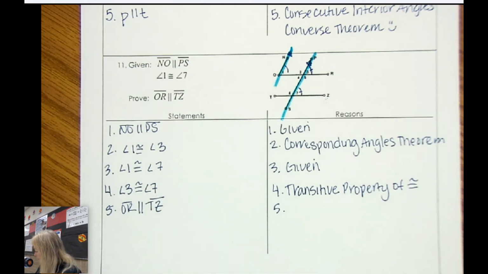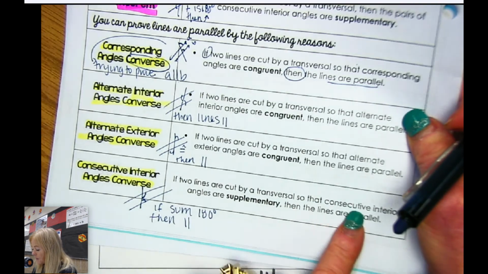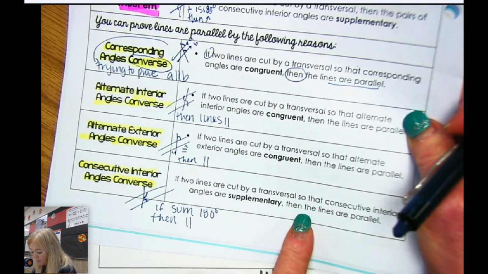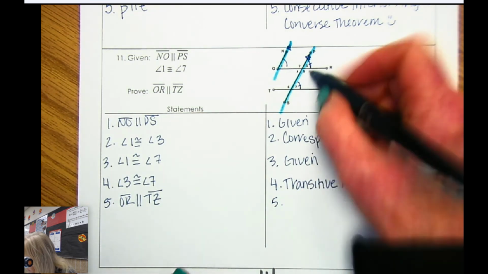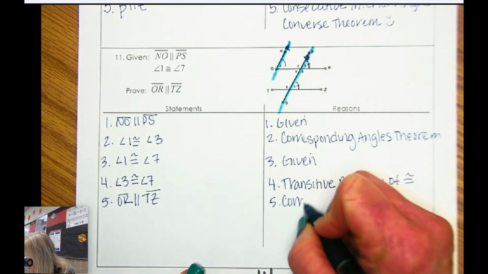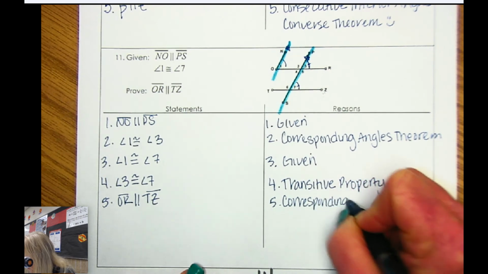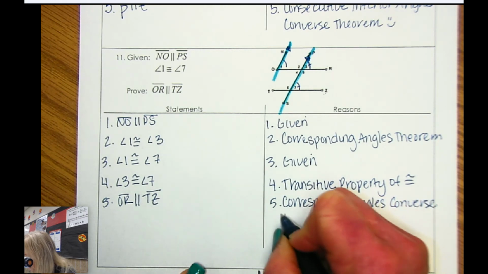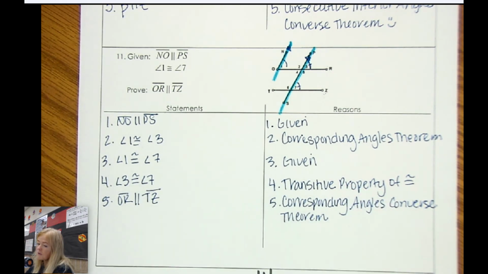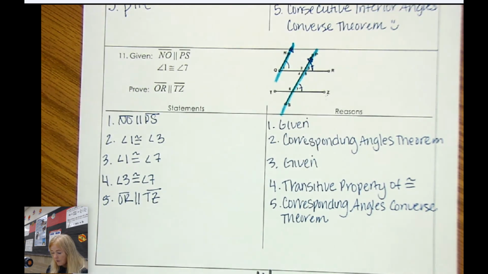Because they're corresponding angles, then if consecutive interior angles are supplementary, then the lines must be parallel, right? Apparently. Okay, so that's by, what were they, consecutive or corresponding? Corresponding angles converse theorem.